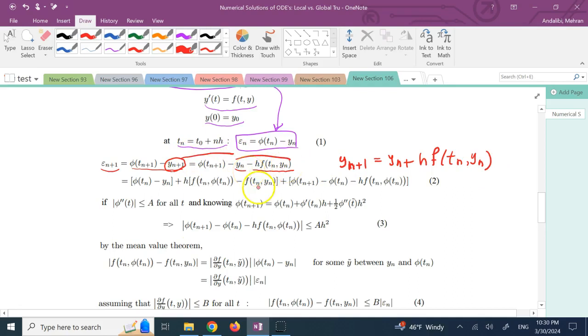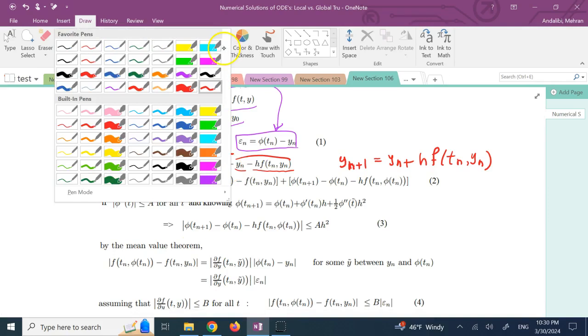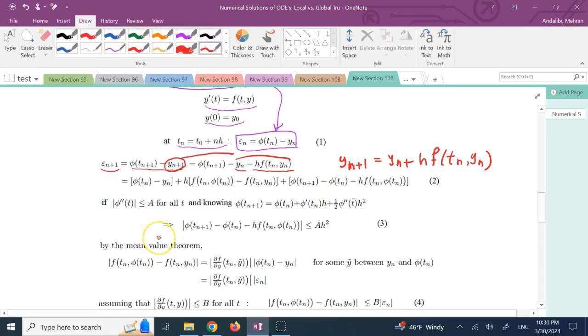Now here we do a little bit of algebra. What is the algebra that we do here? Let's take a look. So the algebra that we use is this term phi of tn is still here, as you can see it. The term negative yn is still here, and the term negative h times f is still here. You can see it here.